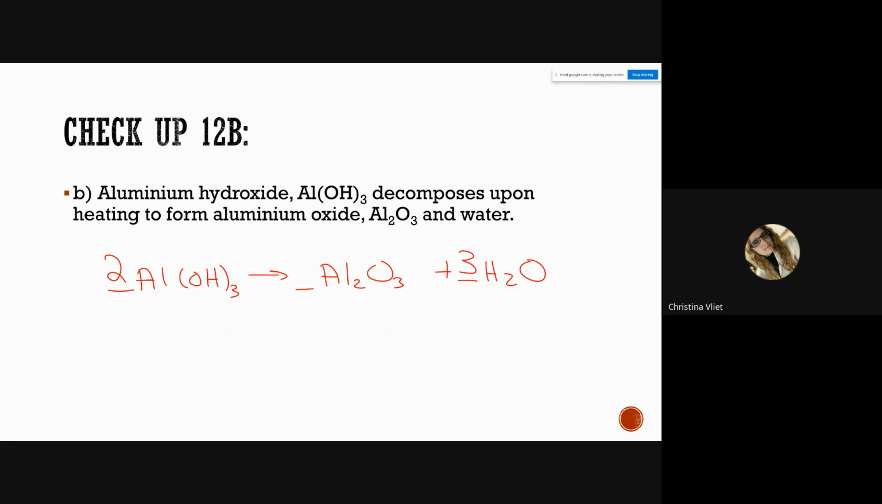2 times 3 is 6 hydrogen. So after I fix the aluminum, I fix the hydrogen. 3 times 2 is 6. And then for oxygen, is that balanced? Yes. You've got 3 oxygens here that you're going to add with 3 times 1, which is 3 oxygens there, and that's also 6. So this number in front here would be a 1, which you don't have to write. Make sense? Something we're familiar with?